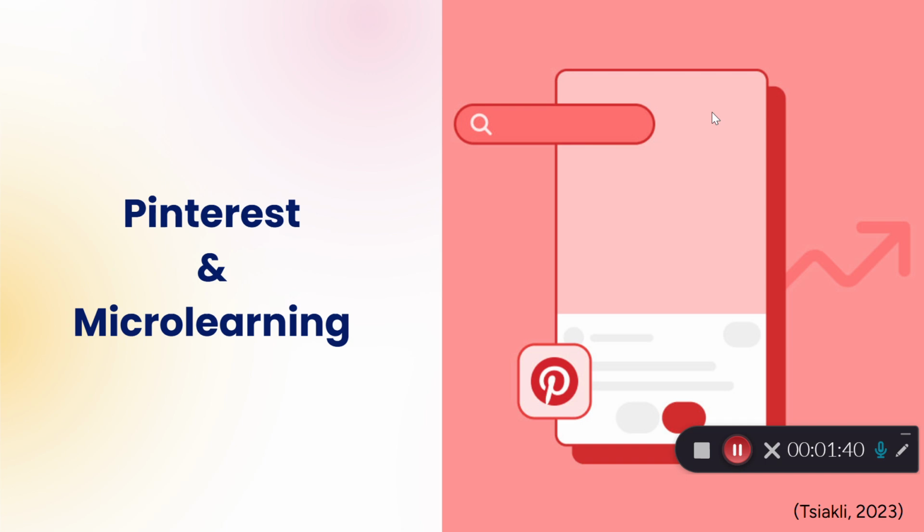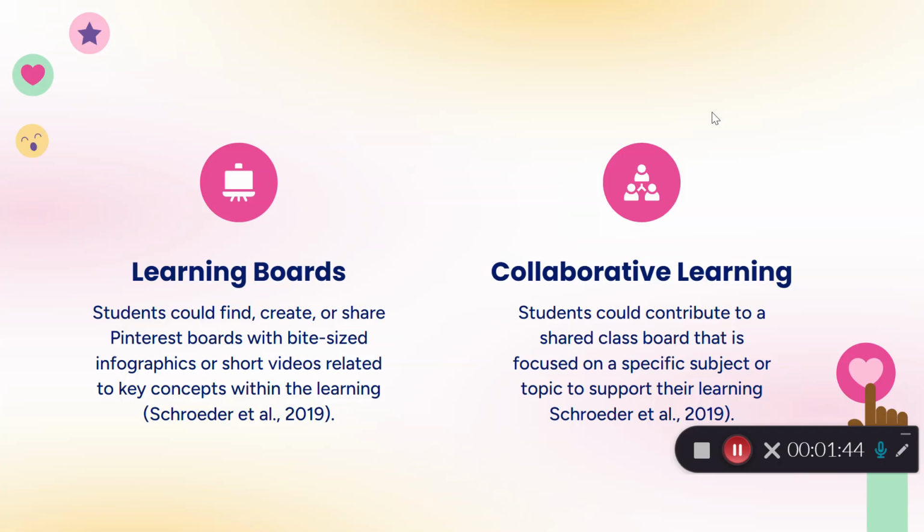So we're going to look at specifically Pinterest and how Pinterest can be used with microlearning. One of the first ways that Pinterest can be used is through learning boards. Students could find, create, or share Pinterest boards with bite-sized infographics or short videos related to key concepts within the learning. For example, I'm a science teacher. One of the content areas that we cover is photosynthesis. I could have my students periodically add to a Pinterest board about photosynthesis.